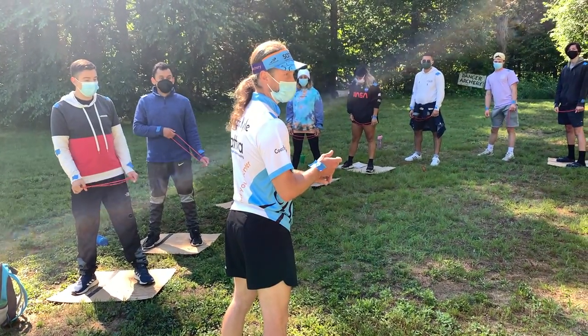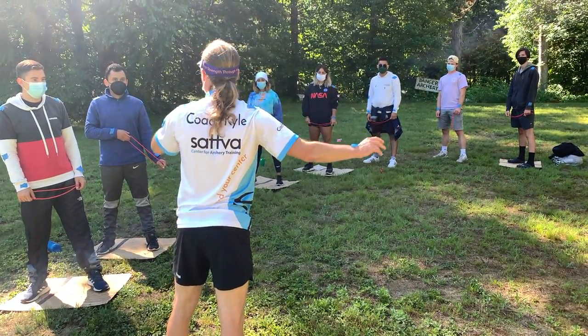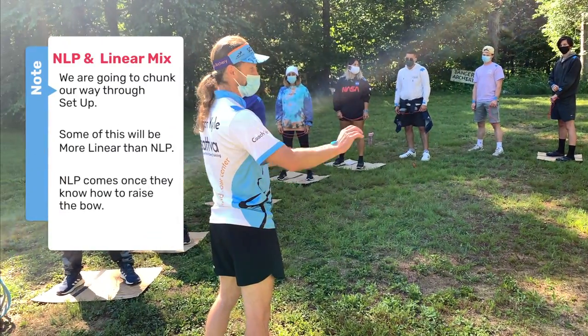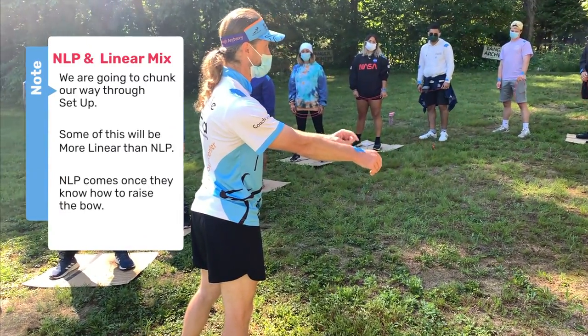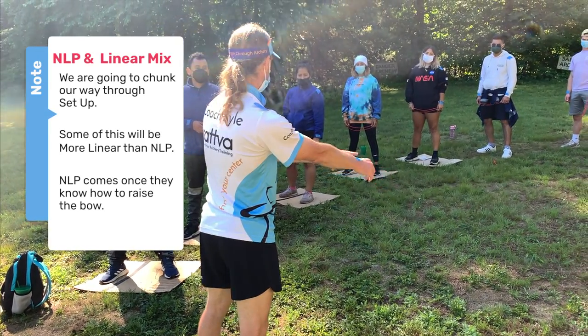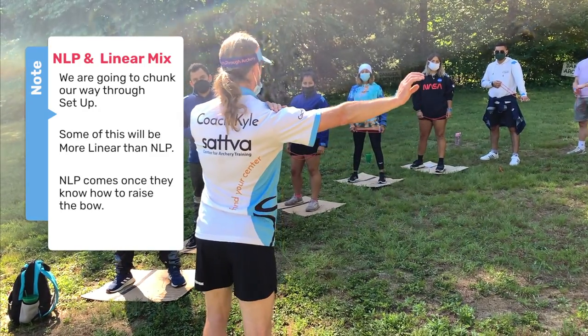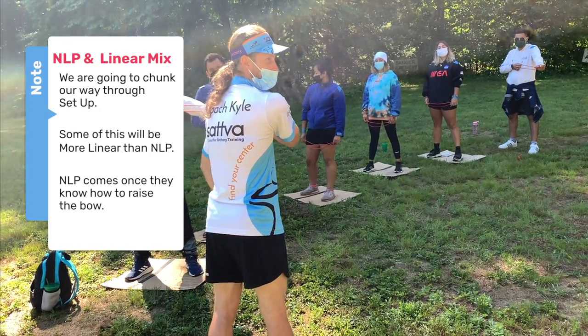Two goals for setup. The first one is raising the bow, and the other one is going to be aligning your skeleton. And your skeleton will be represented by these three dots that we just put on right now. Your bow side wrist, that's the hand that's gonna be holding the bow, your bow side shoulder, and then your draw side shoulder.